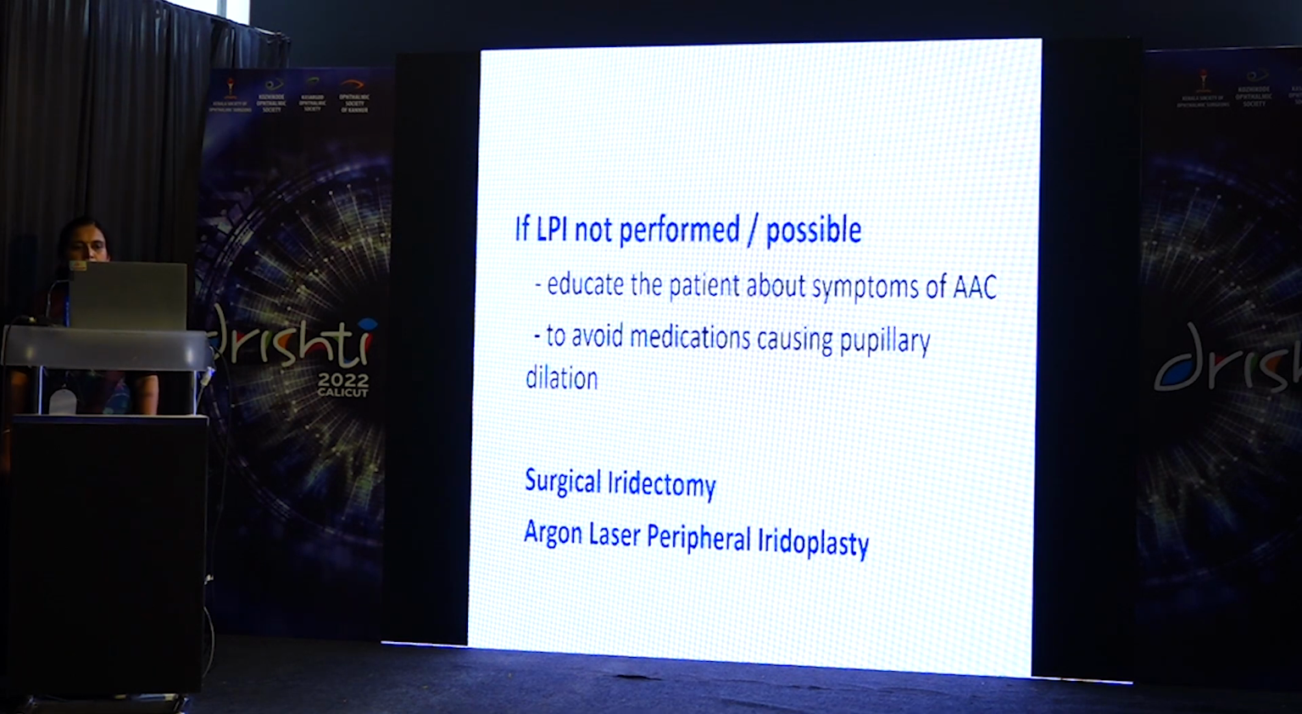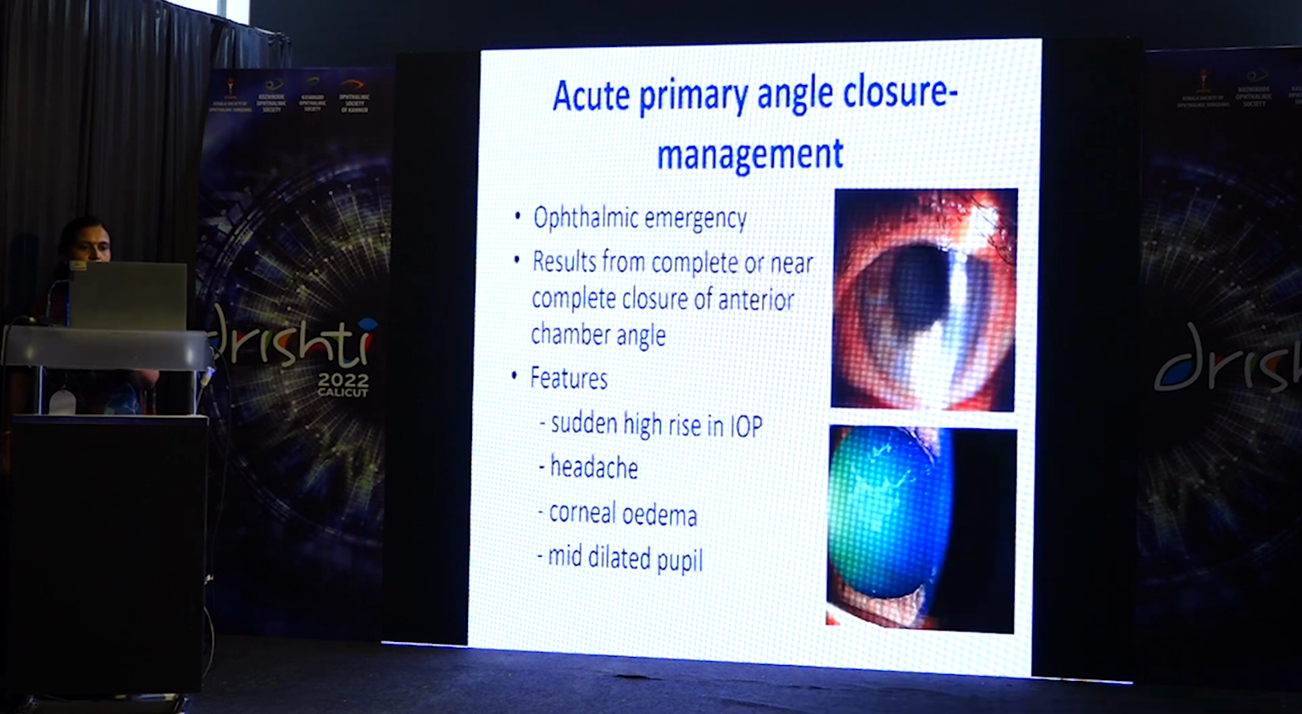Suppose laser PI is not performed or it is not possible, what will you do? You have to educate the patient about the symptoms of acute angle closure and to avoid medications causing pupillary dilation like sympathomimetics and parasympatholytics. Other options are surgical iridectomy, which has its own complications, and again, you can rely on argon laser peripheral iridoplasty if it is available.